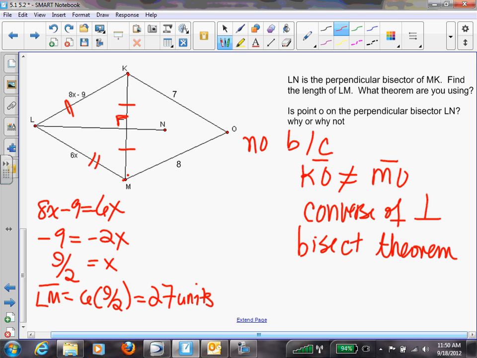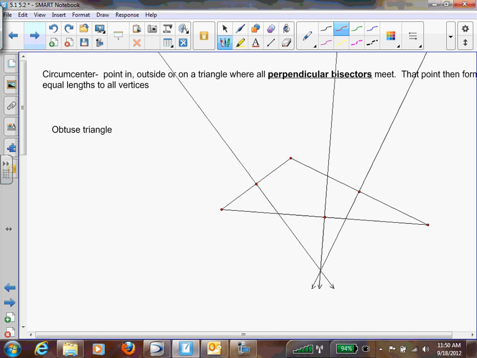Okay? Making some sense? All right. So, these questions aren't just do you know the theorem, can you apply them? Then you really, truly know them. Okay.